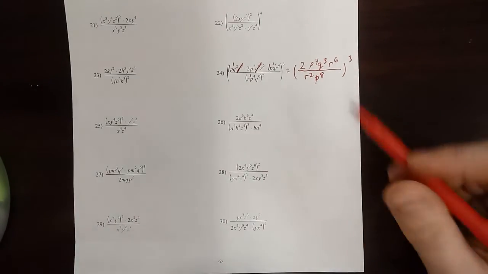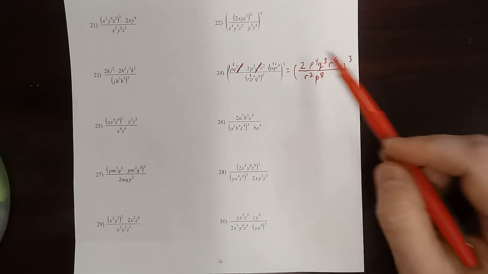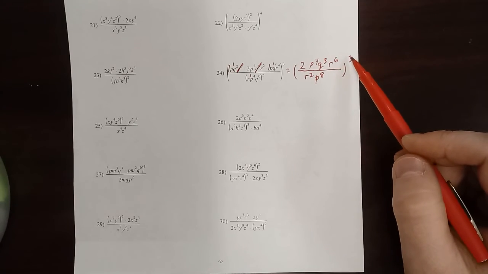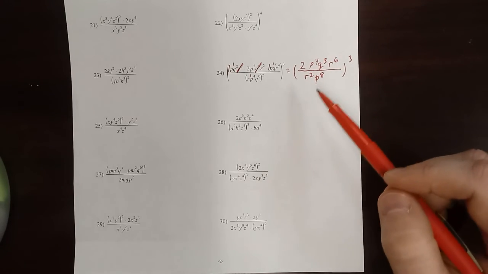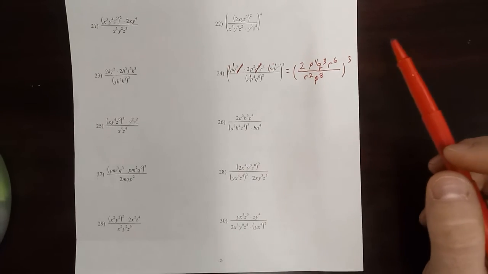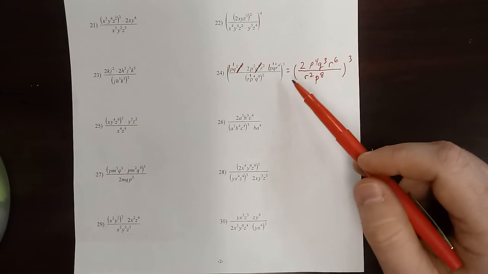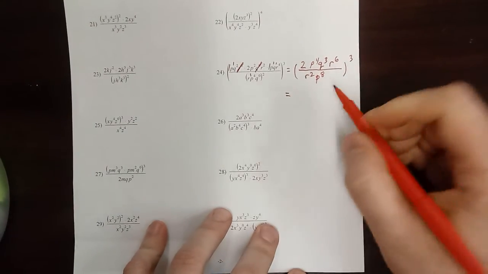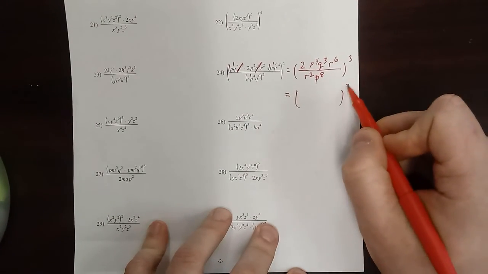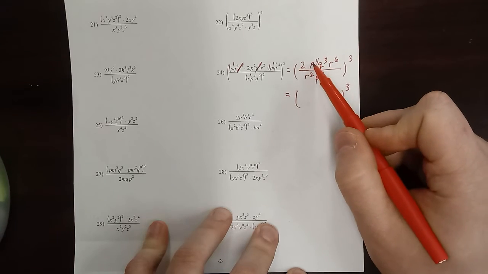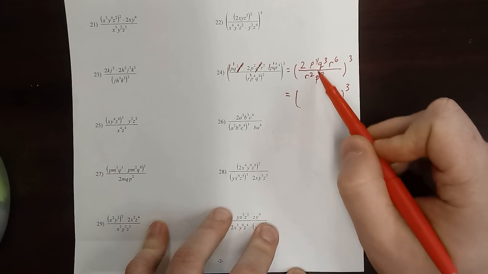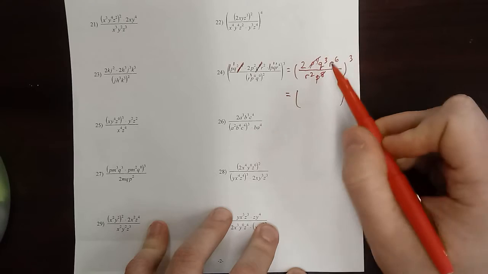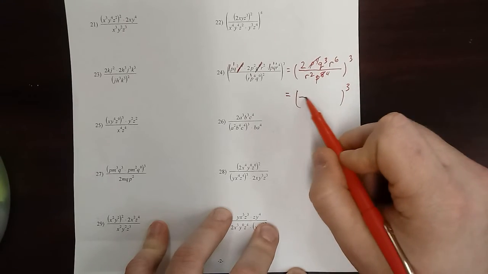So I have the option now. I can either try to clean up the inside, or I can apply the 3 to every single exponent on the inside. Everybody's a little bit different. Some people prefer to apply the exponent first. Some people prefer to simplify the inside first. They both work. I'm going to simplify the inside first. So I see I have 4 p's here and 8 p's here. That means that there's only going to be 4 p's left down here.